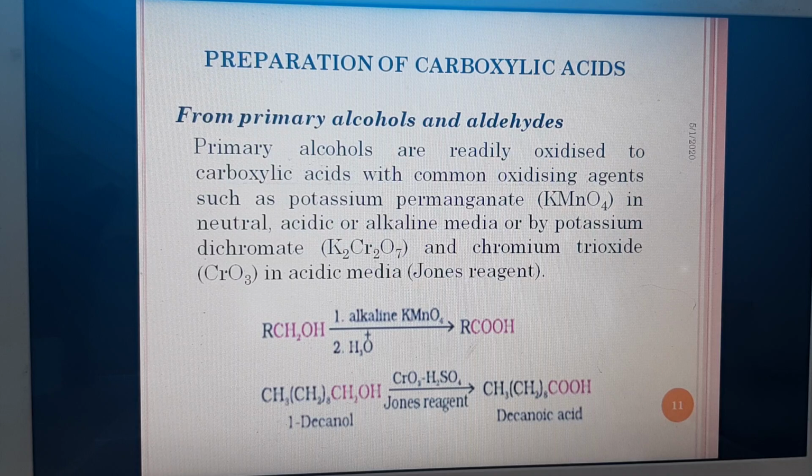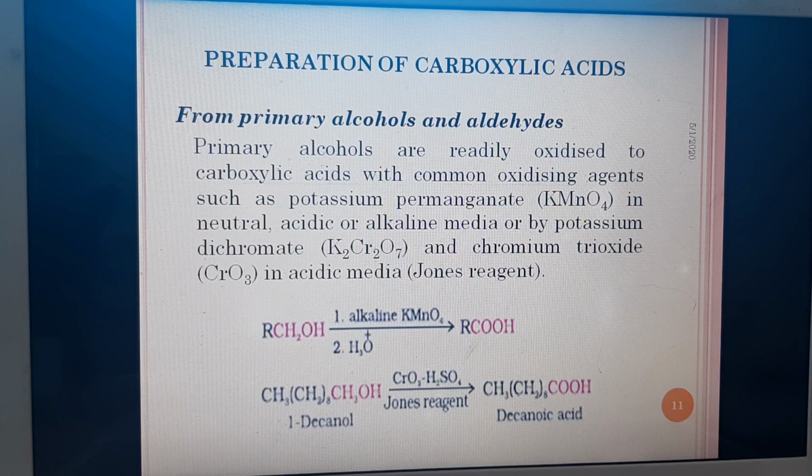Here the CH2 group is there in the reactant, so that entire portion is converted to COOH. That means it is oxidation. It means removal of hydrogen. Oxidation is nothing but removal of hydrogen or addition of oxygen, in terms of hydrogen and oxygen. As we all know what reduction and oxidation are, we are not going very deeply into this oxidation and reduction.